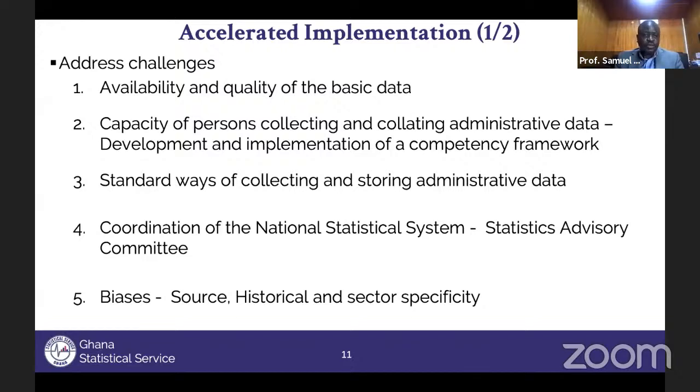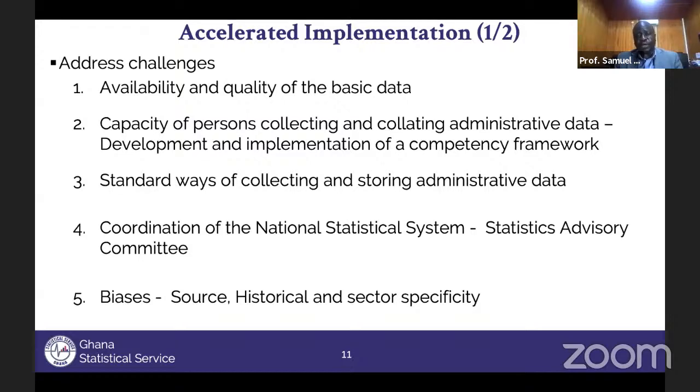We need to address the issue of standard ways of collecting and storing administrative data. And as I indicated, you need to synonymize administrative data with the National Statistical System. One of the things that I emphasize here is the functional role of the Statistics Advisory Committee. What our law enables us to do is to set up a 25-member Statistics Advisory Committee that meets twice every year, and their whole mandate is to address the differences and approve official statistics so that we can ensure harmony in the sector.